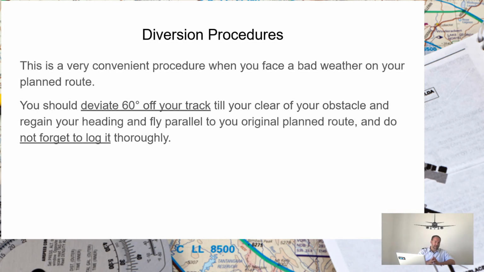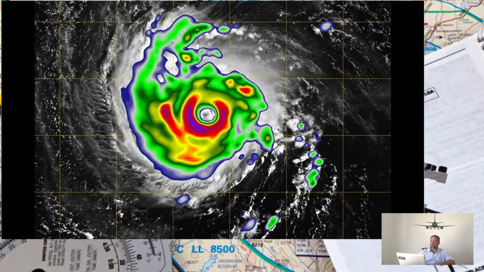This is more when you have bad weather. You open 60 degrees to the left or right, and time it, then fly parallel to the original track. For example, here you have bad weather. If I'm coming from the south, I would definitely make 60 degrees to the right.